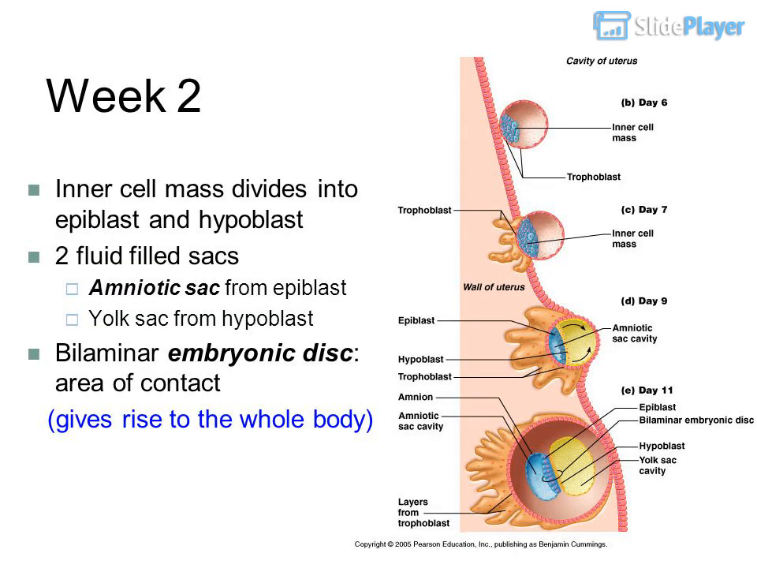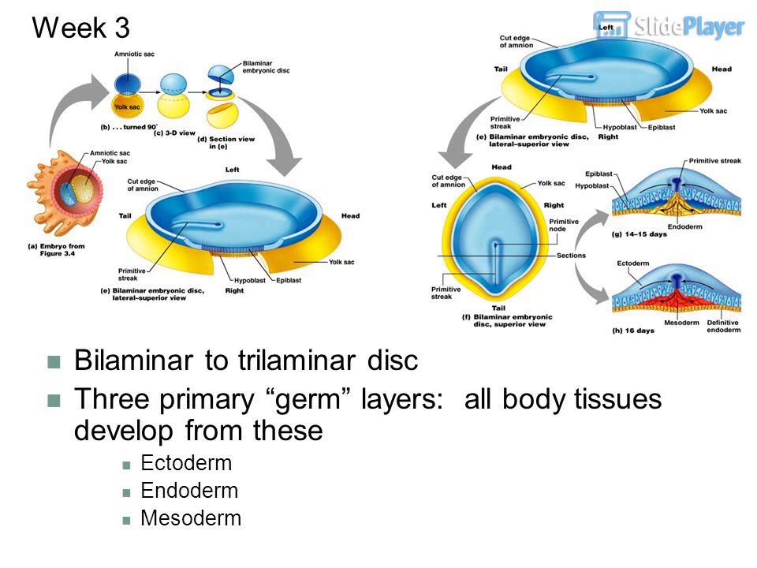Week 2, inner cell mass divides into epiblast and hypoblast. 2 fluid-filled sacs. Amniotic sac from epiblast. Yolk sac from hypoblast. Bilaminar embryonic disc, area of contact, gives rise to the whole body, bilaminar to trilaminar disc.